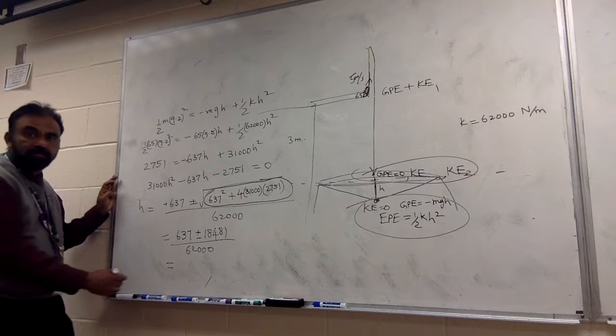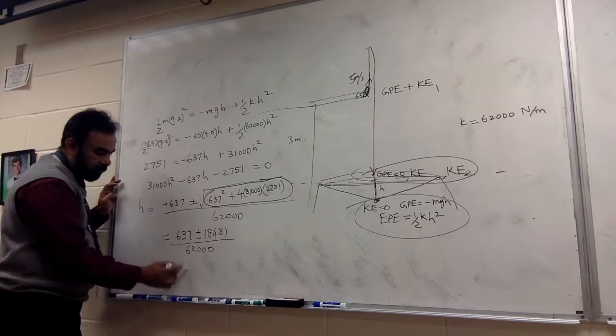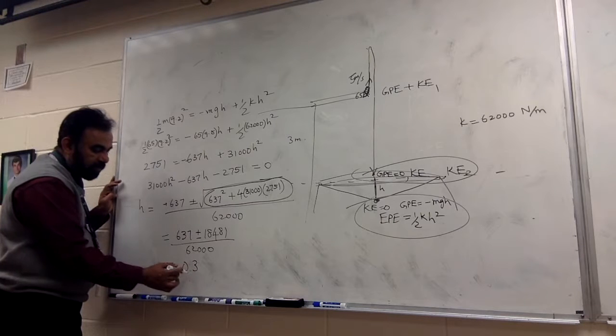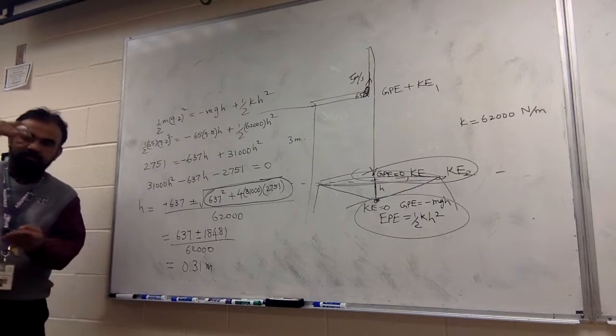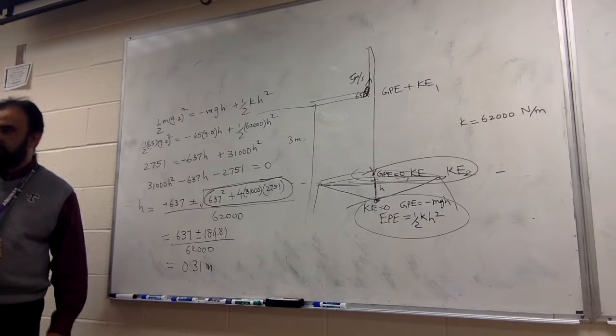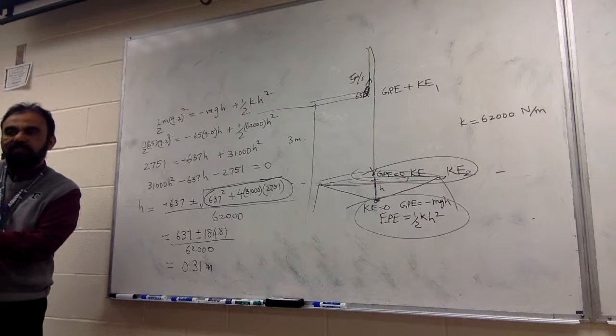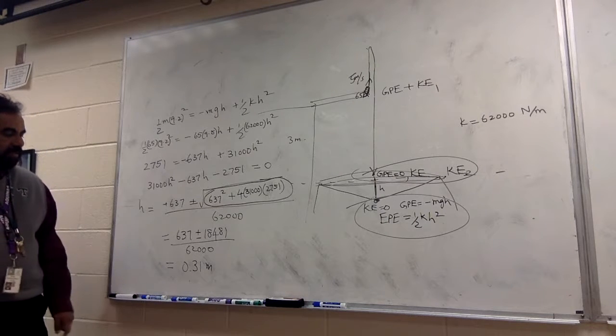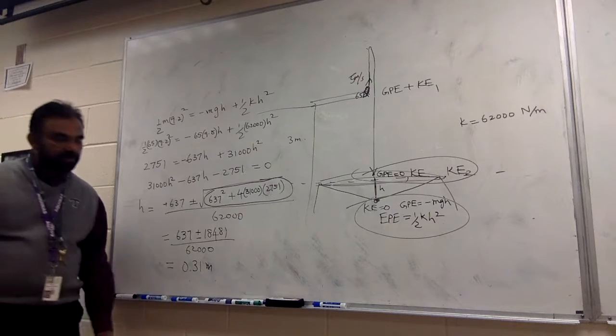How much is it? 0.3 meters. 0.3? 0.31 meters, that much. That's pretty realistic, right? Trampoline going down by that much. That's realistic. So 0.31 meters, that's what you should get.